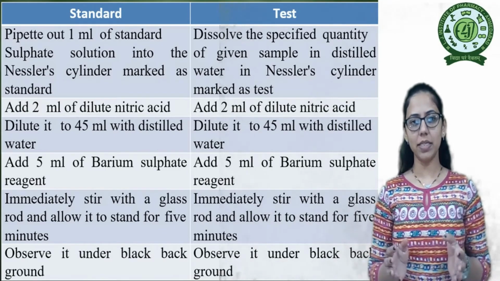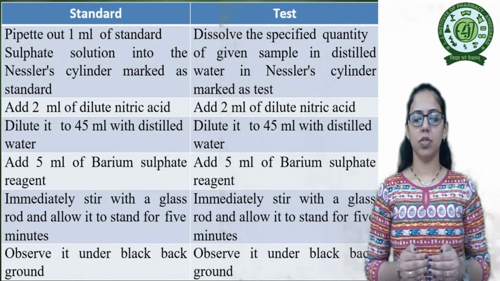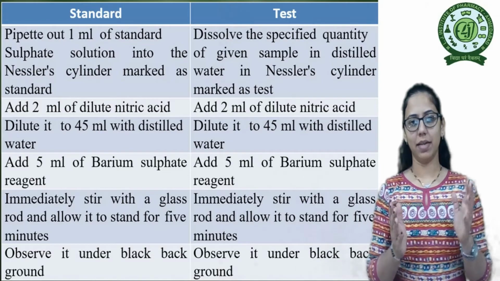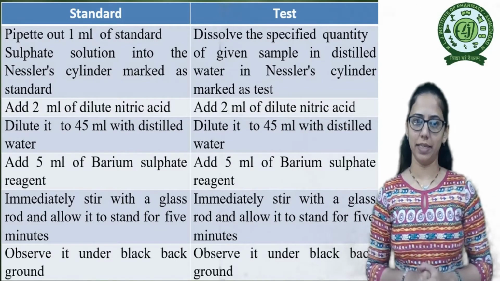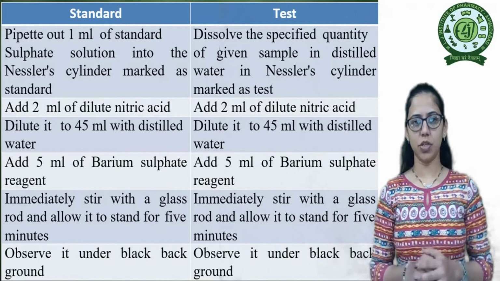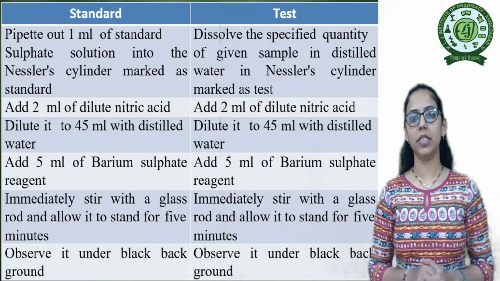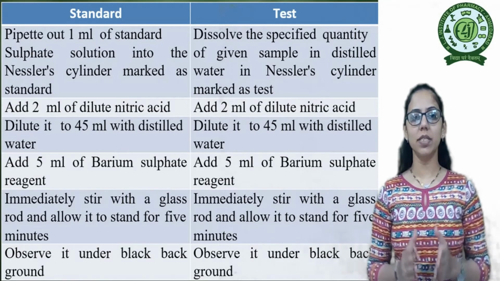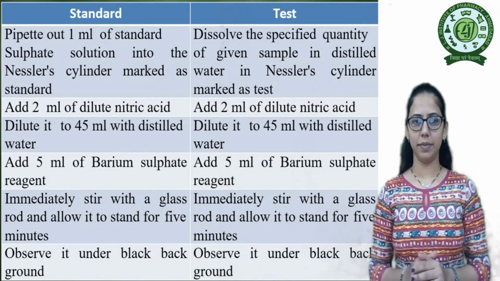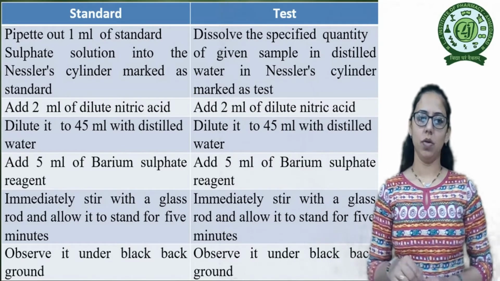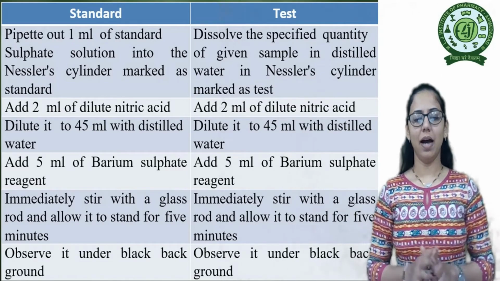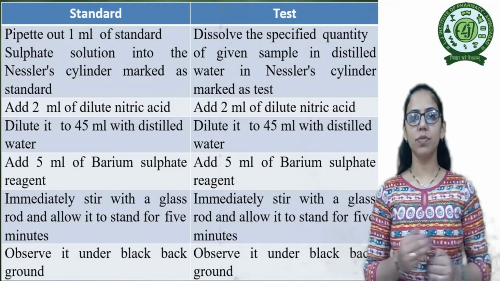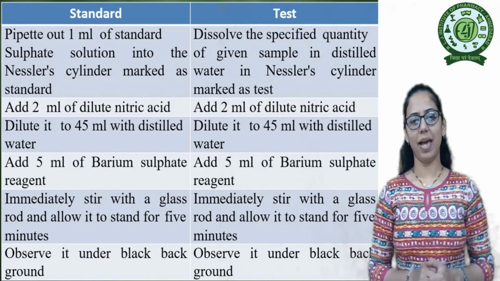Here, this nitric acid is just to provide an acidic medium. So, in place of nitric acid, you can add dilute sulfuric acid, acetic acid or hydrochloric acid. Then dilute this mixture to 45 ml with distilled water. Then add 5 ml of barium sulfate reagent in both Nessler cylinders and stir immediately with the help of a glass rod, allow them to stand for 5 minutes and observe the opalescence under a black background.